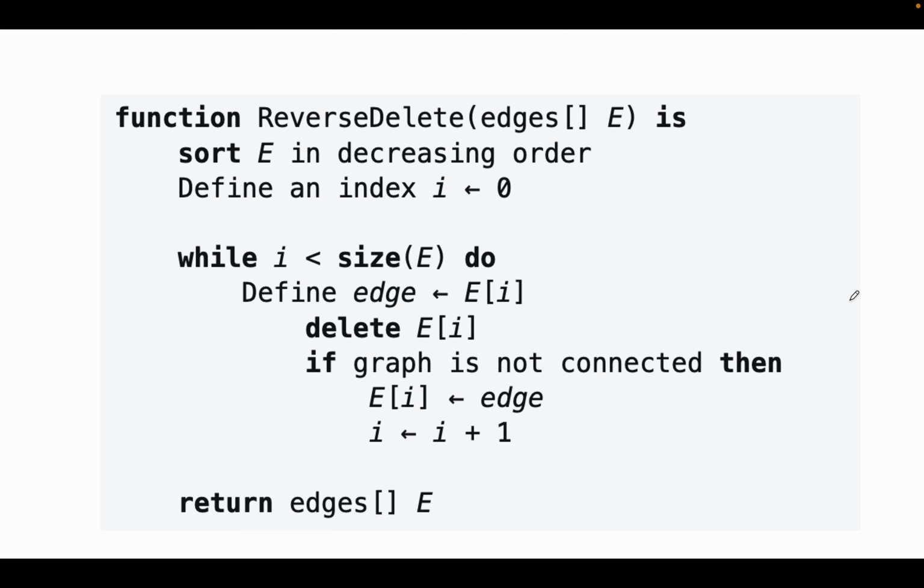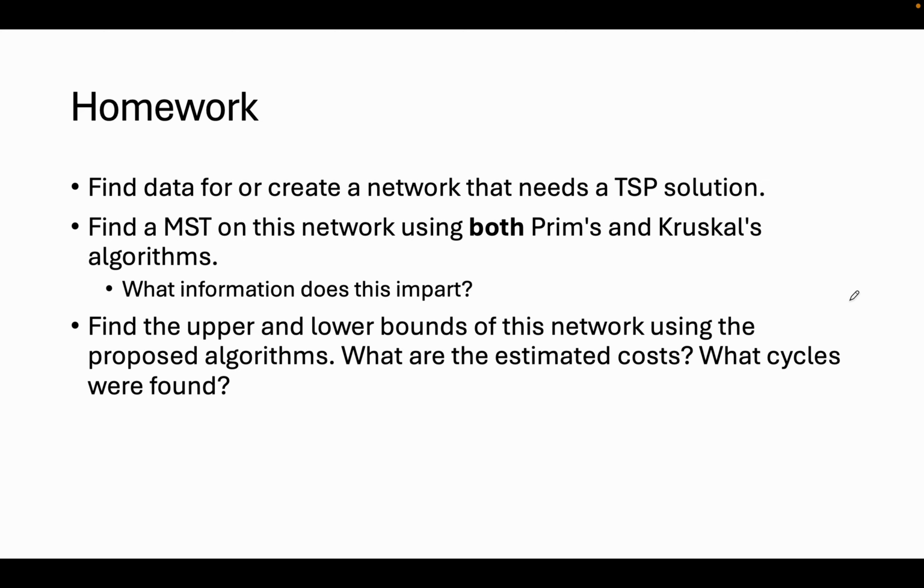I'll just note that if you want, you can look through those different algorithms. The homework is to find some data that needs the traveling salesman solution. First, find the minimum spanning tree using both algorithms. Tell me, what does that tell us about the graph? And then find the upper and lower bounds of this network for the traveling salesman problem. Show your work as you go and tell me what those numbers are.